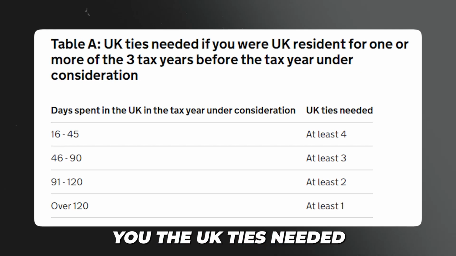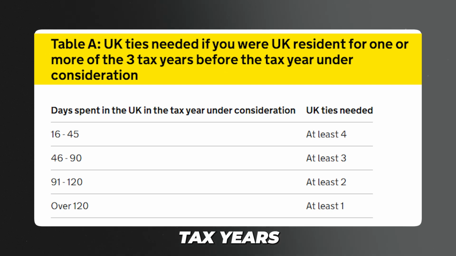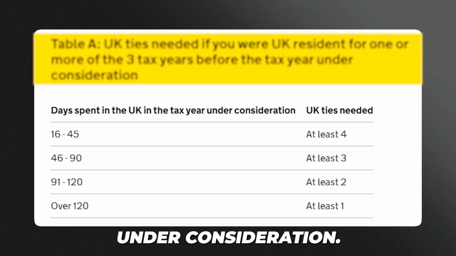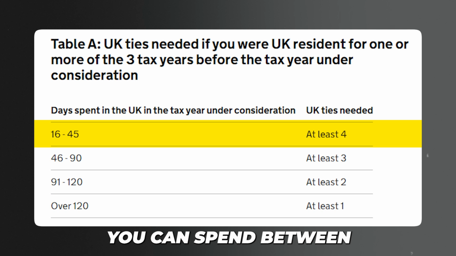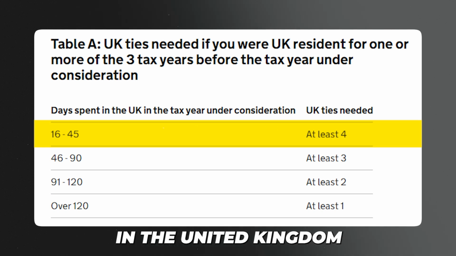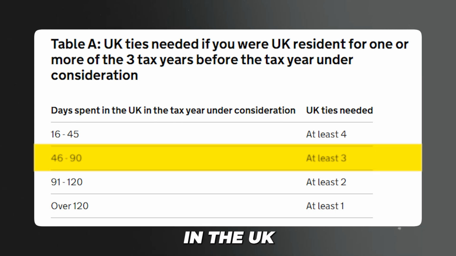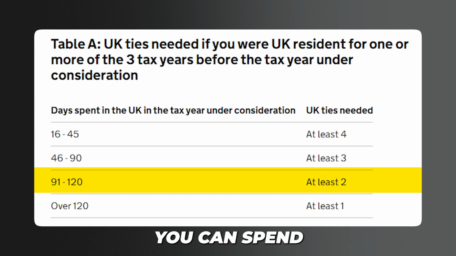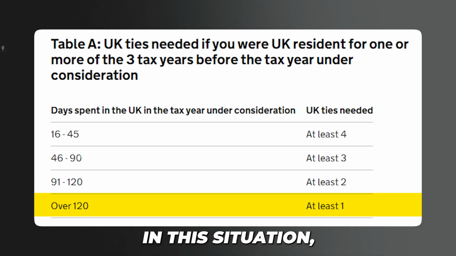Table A shows you the UK ties needed if you are a UK resident for 1 or more of the 3 tax years before the tax year under consideration. As you can see in the first row, if you have 4 ties to the UK, you can spend between 16 to 45 days in the United Kingdom. In the second row, if you have 3 ties, you can spend 46 to 90 days in the UK. In the third row, if you have 2 ties, you can spend 91 to 120 days in the United Kingdom. And in the fourth row, if you only have 1 tie, in this situation, you can spend over 120 days in the UK before being considered a tax resident.